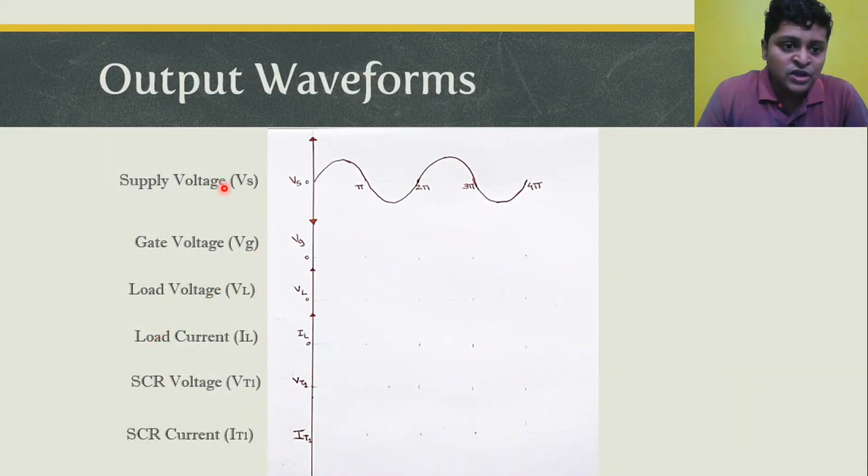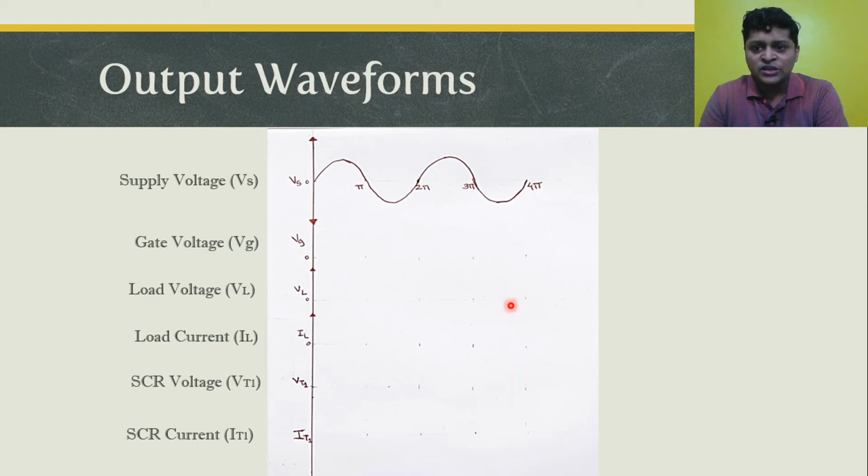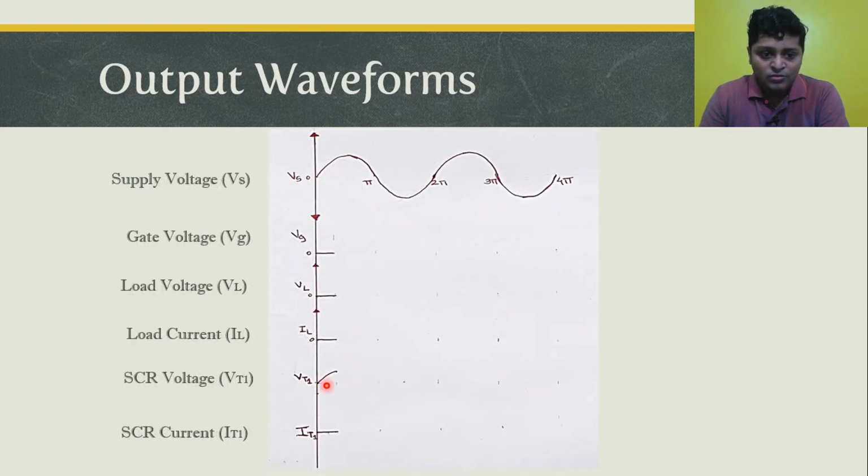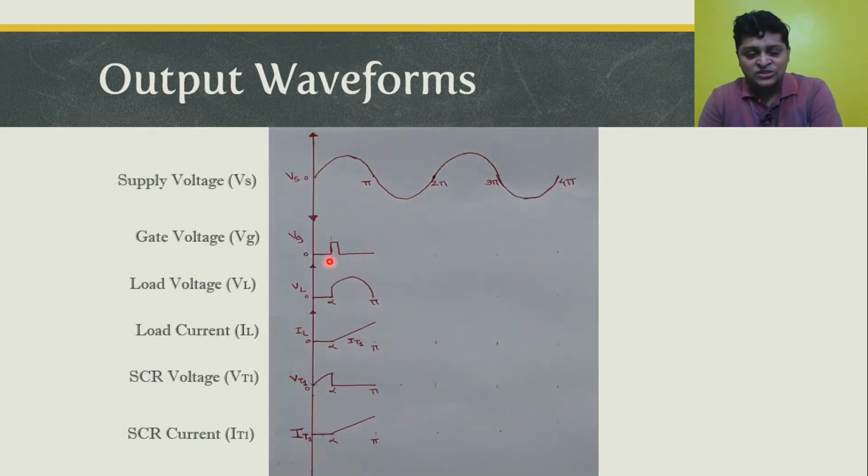We are going to plot the output waveforms for supply voltage, gate voltage, load current, load voltage, voltage drop across the SCR, and current flowing through the SCR. Let's start with the positive half cycle. If the positive half cycle is applied, the SCR is in forward bias condition, but as the gate pulse is absent, it remains in off condition. And as the SCR is in off condition, there is no load current, no load voltage, and obviously no current flows through the SCR. Now at the instant alpha, as soon as the gate pulse is applied, it forces the SCR to go into on condition.